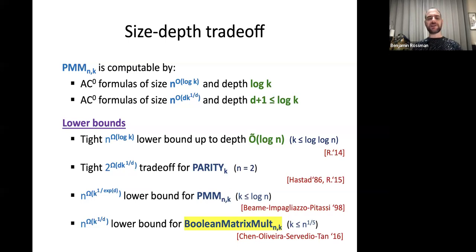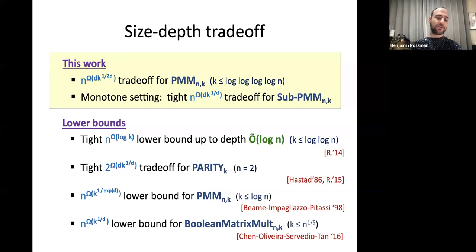This size-depth trade-off was actually obtained via a reduction from Sipser functions to Boolean matrix multiplication, whereas it's unclear if such a reduction exists to permutation matrices. So a different technique was needed to address this problem. The results of this work were able to prove a size-depth trade-off for PMM_{n,k}, again for some slightly super-constant k, of the form n to the d times k to the 1 over 2d. And this is tight up to the factor 2 that appears in the second exponent.